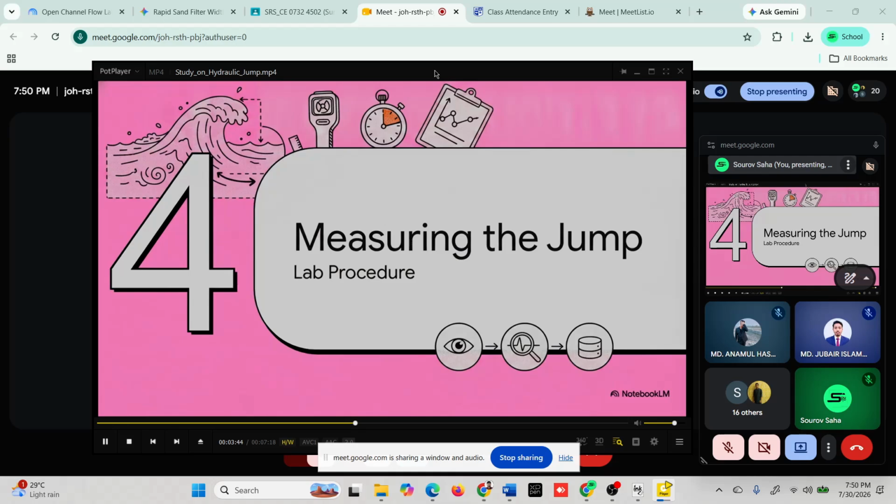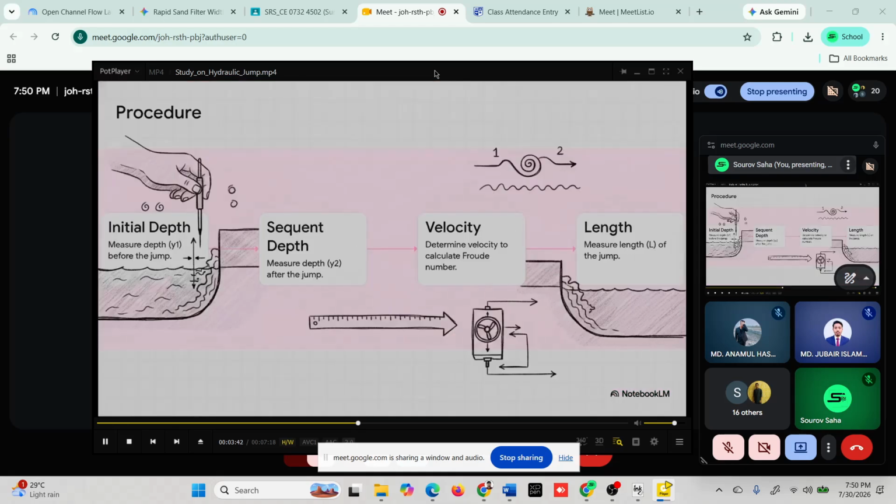Which brings us to Section 4, Measuring the Jump. The lab procedure here is actually beautifully systematic.